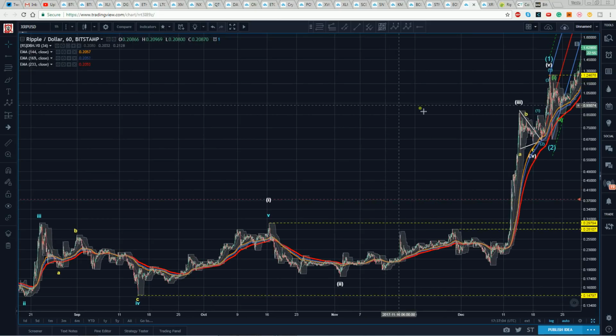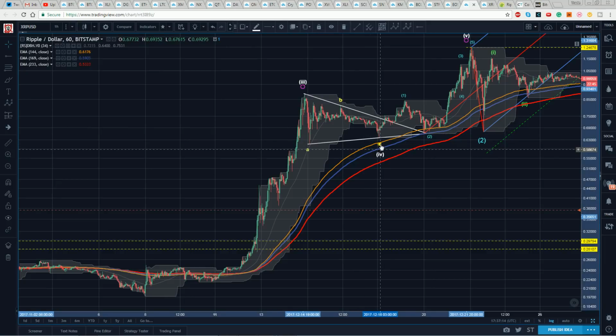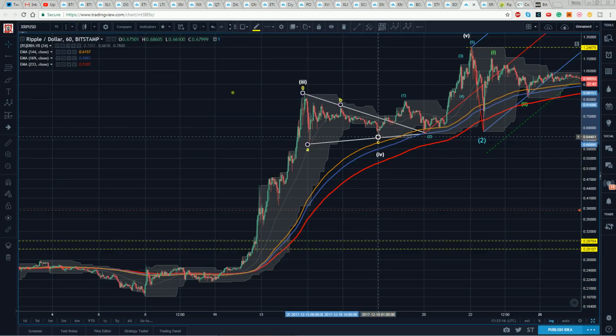So here's this pattern that we see over and over and over again, where here's the top of our 3rd, and then we get this truncated C wave, right? It is characterizing crypto.